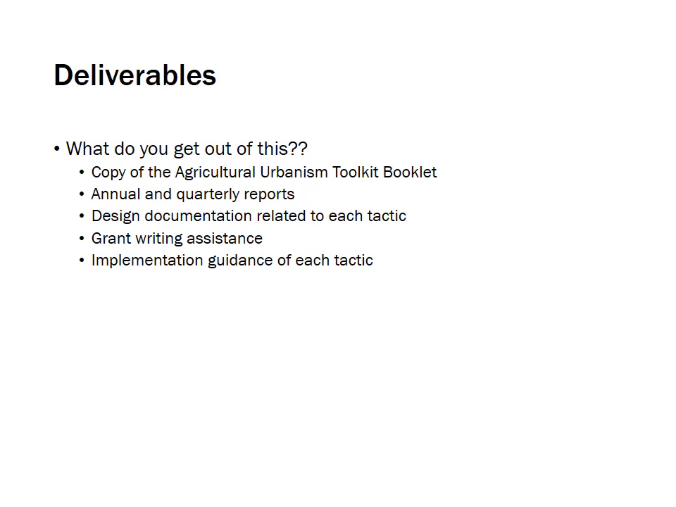The communities receive several different things from participating in the toolkit. You'll receive a copy of the Agricultural Urbanism Toolkit booklet with handouts on all of the agricultural urbanism tactics. The steering committee will also receive annual and quarterly reports detailing next steps for project development. The second year, communities will receive design documentation of each proposed tactic and implementation strategies. This will also involve grant writing assistance and guidance to continue to move forward local food system development in each community.